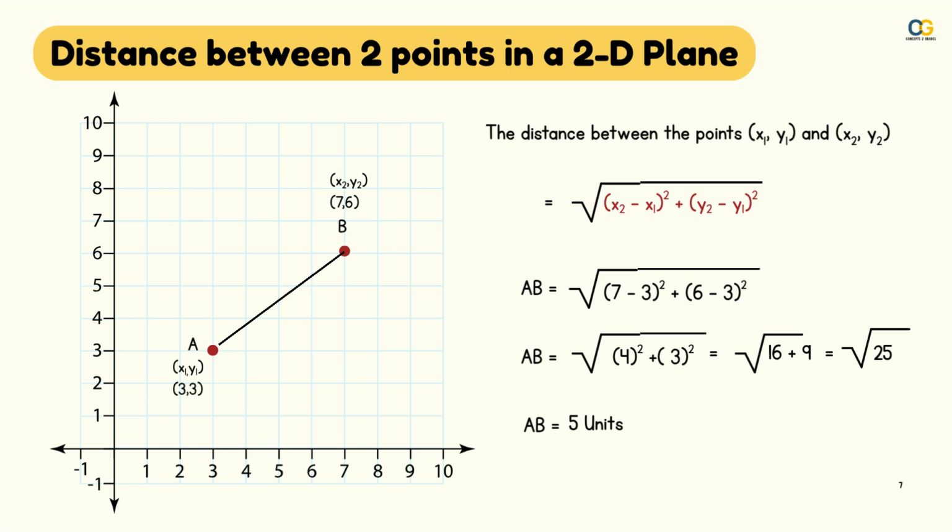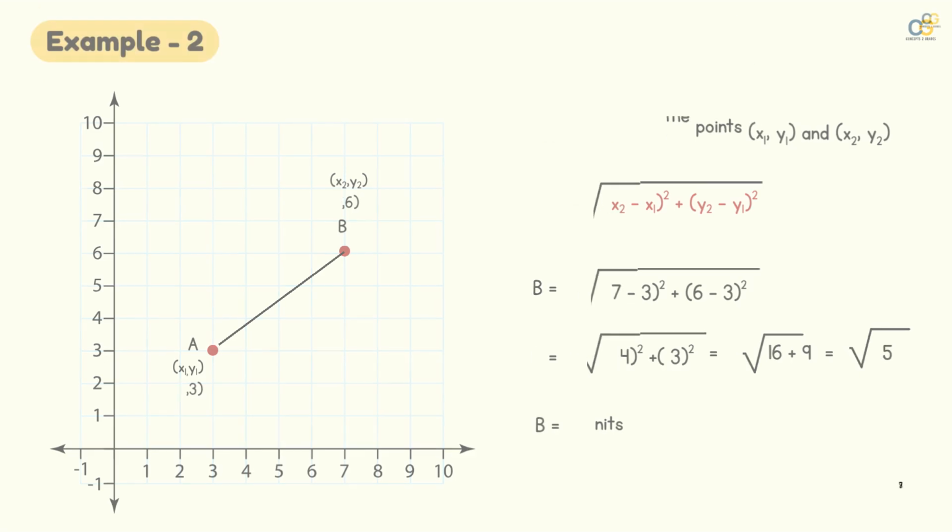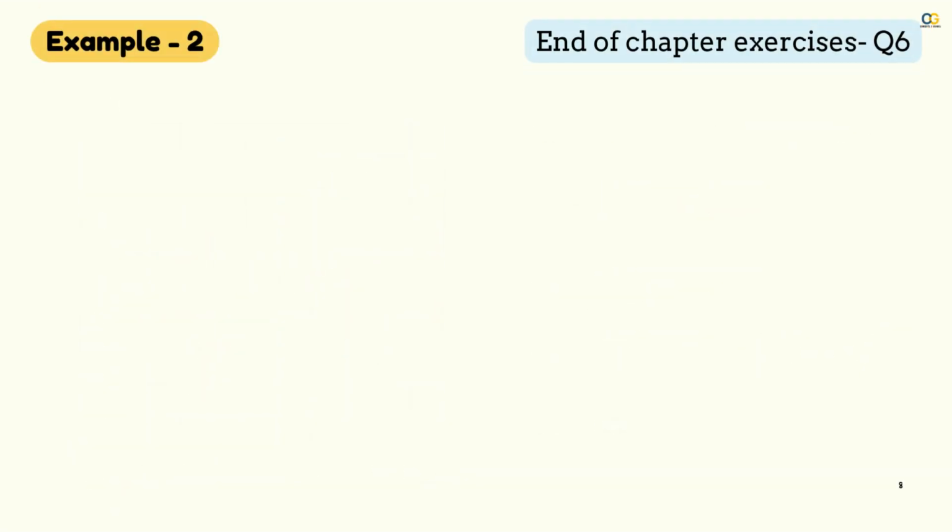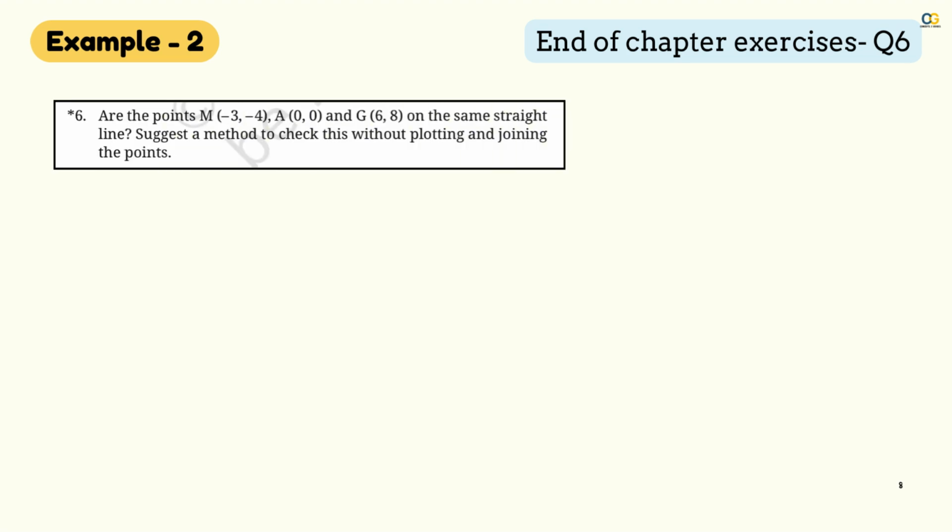Let us solve some questions from the exercises of the textbook and see how we can use the distance formula in multiple situations. This is question number 6 in the end of chapter exercises. There are 3 points, M equals (-3, -4), A equals (0, 0) and G equals (6, 8). Are the points M, A, G on a straight line? Suggest a method to check this without plotting or joining.